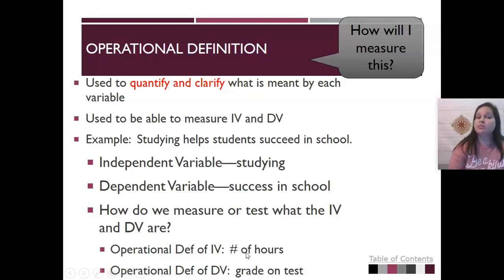We could say how many hours we're studying. We could say attending a study group. We could say completing a review sheet or practicing a Quizlet for 15 minutes. So we want to clarify our independent variable of what do we mean by studying. And then how are we actually going to measure success? And we could say the grade on the Chapter 1 test or their GPA at the end of their freshman year. But we want to give an exact way that we're going to quantify our dependent variable.